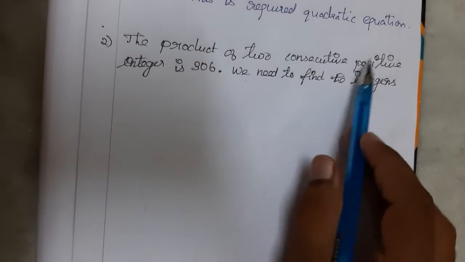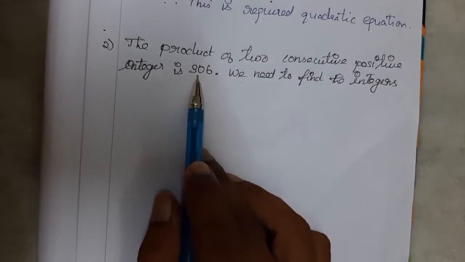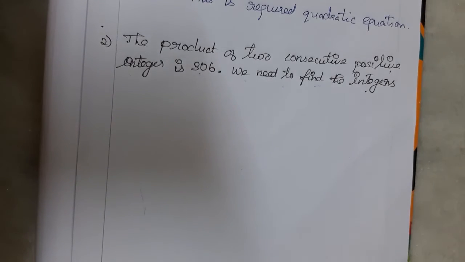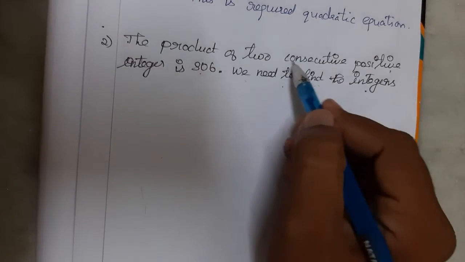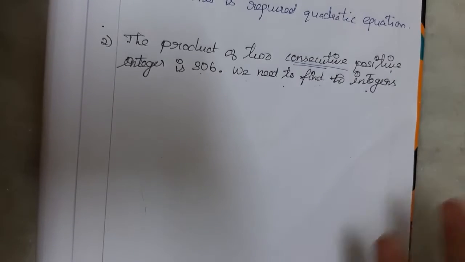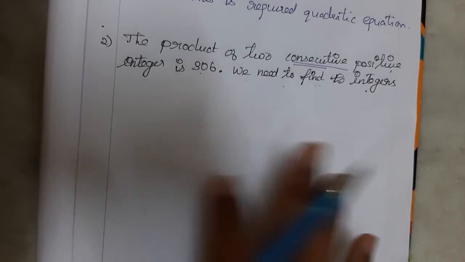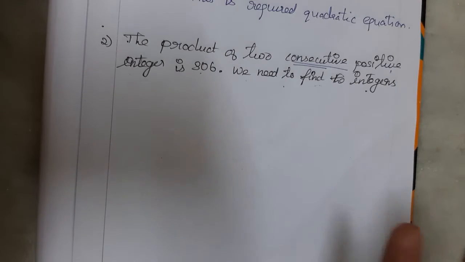The product of two consecutive positive integers is 306. We need to find what those positive integers are. It clearly says positive integers, and it says consecutive. Consecutive means continuous. If you consider 2, the next is 3; then 4, then 5. If you consider 6, the consecutive is 7.